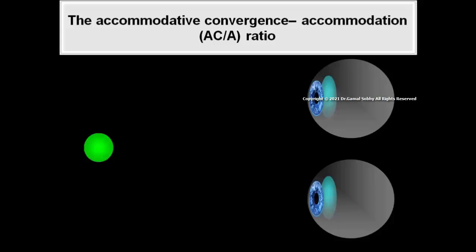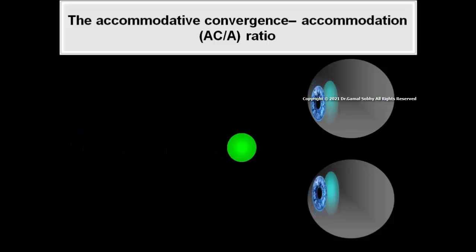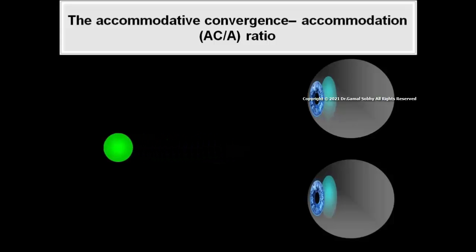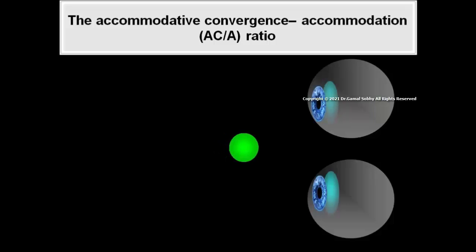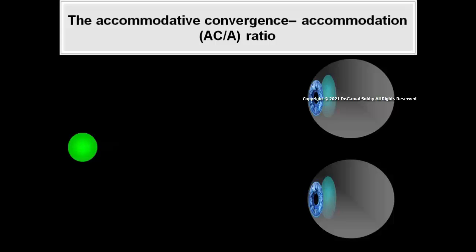When a person exerts a certain amount of accommodation, a determined amount of convergence is elicited. The convergence so elicited is called accommodative convergence. Therefore, a normal, emmetropic person should be expected to exert 1 meter angle of convergence for each 1 diopter of accommodation. The convergence response to a unit stimulus of accommodation may be expressed by the accommodative convergence to accommodation ratio, AC to A ratio.